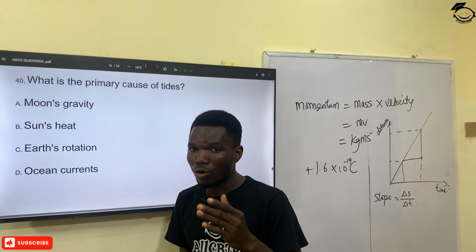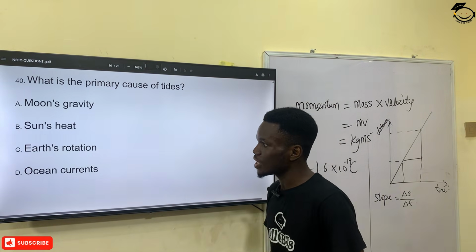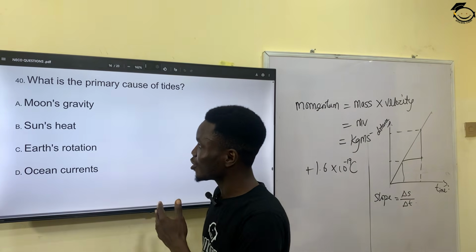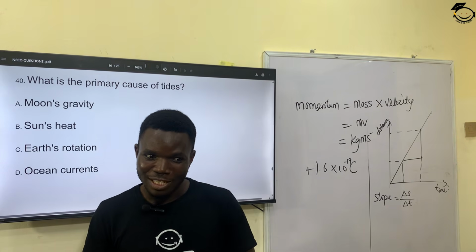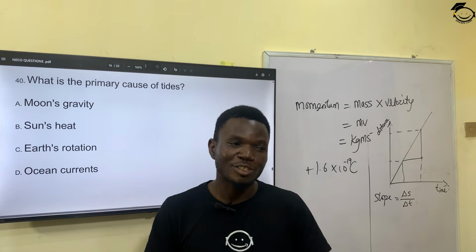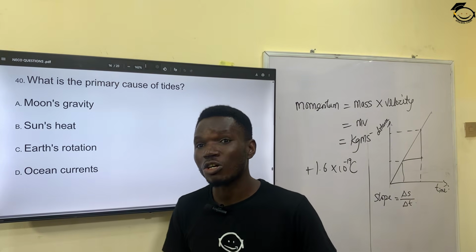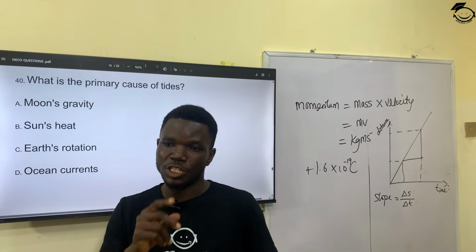So that takes us to question number 40, which says, what is the primary cause of tides? Option A says moon's gravity. Option B says the sun's heat. Option C says Earth's rotation. Option D says ocean current. Please note that it is not ocean current. Don't go and say that because when you go to the ocean, you see tides in the water, you think that it is caused by the ocean current. It is not caused by the ocean current. It is caused by the moon's gravity.